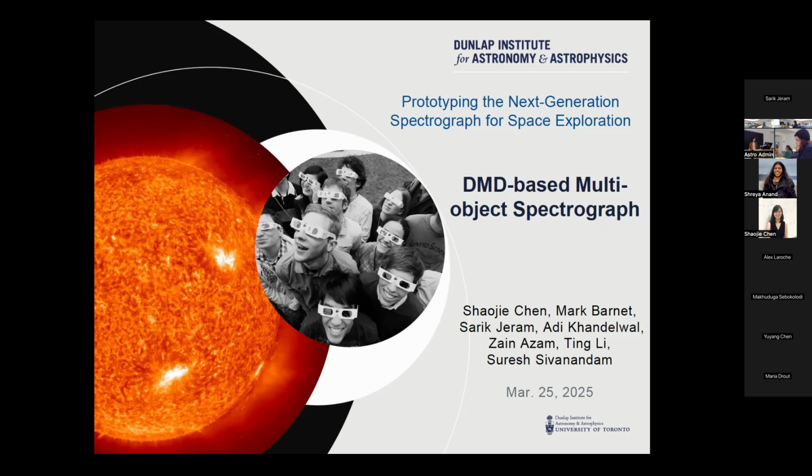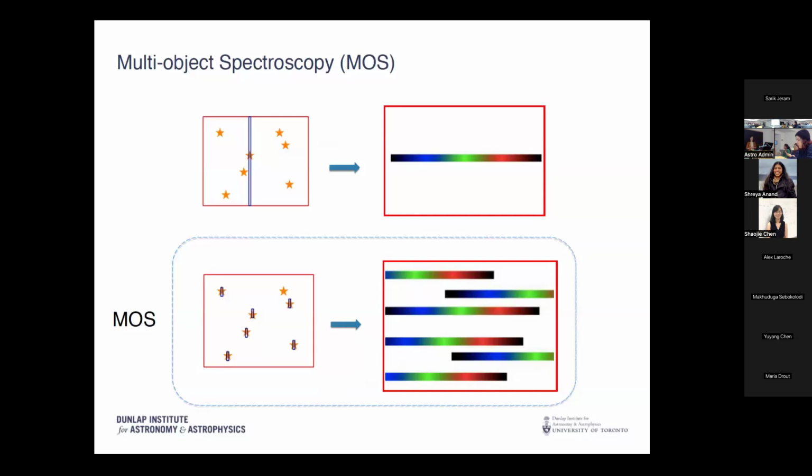I'm going to talk about what has been happening in the lab. What we have been doing is prototyping the next generation of spectrographs for either space instruments or ground-based telescopes. First, what is a multi-object spectrograph? Compared to the traditional long-slit spectrograph, a multi-object spectrograph can observe hundreds of objects simultaneously. That is, it can significantly increase the efficiency of observing time.